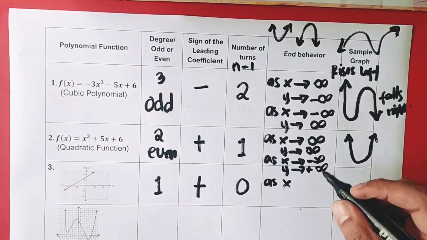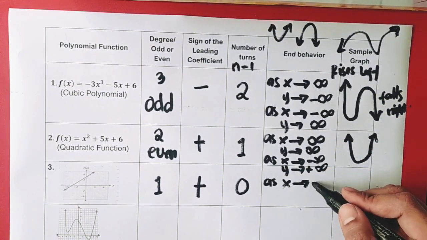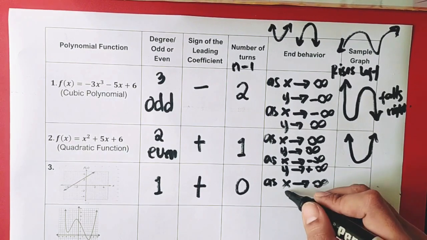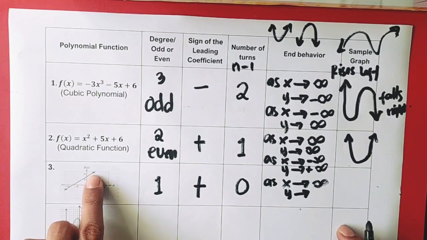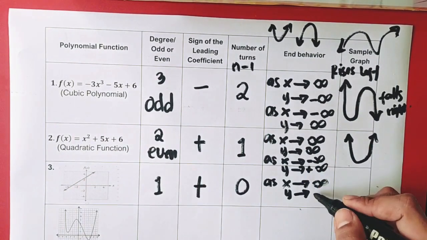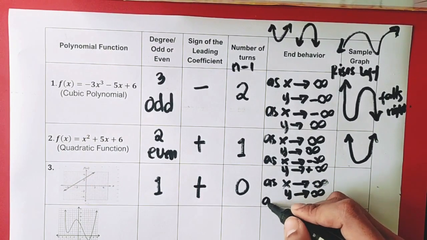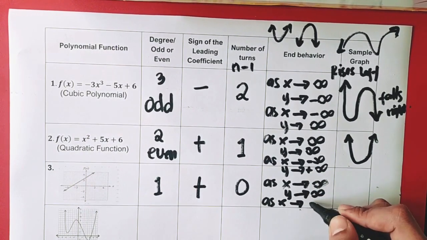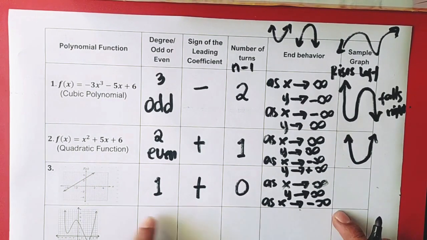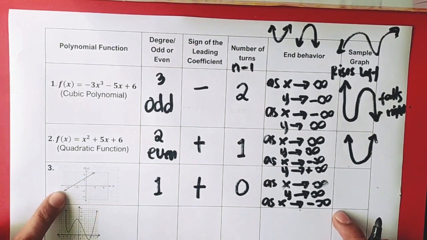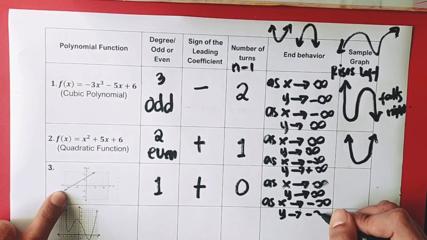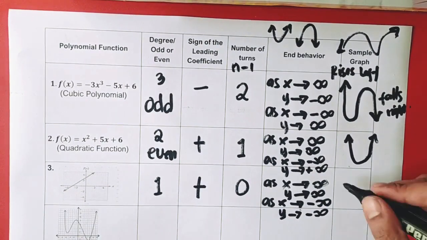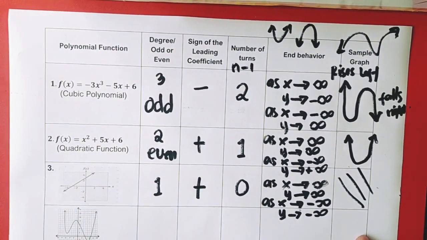Okay, let's have the end behavior of the graph. As x goes to positive infinity, y goes to... here, the right tail goes up, so it's positive infinity. Next, as x goes to negative infinity or goes to the left, the left tail goes down, so it's negative infinity. There's no sample graph here because the given is already a graph. How about number 4?